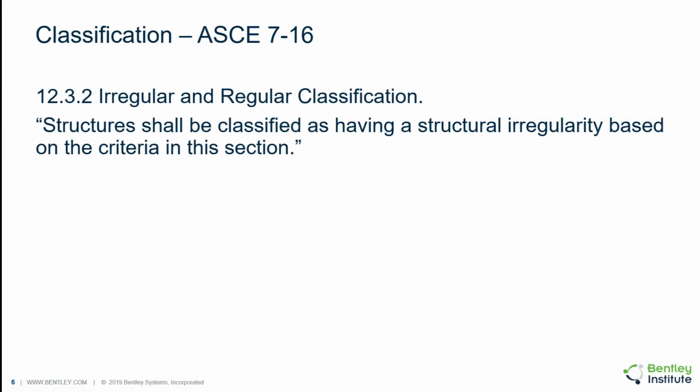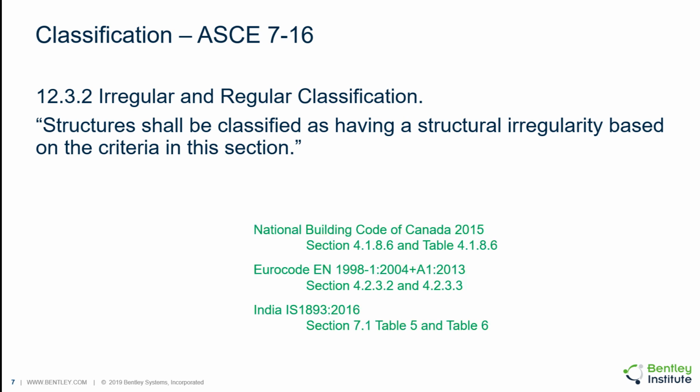In ASCE 7, the pertinent section is section 12.3.2, with a requirement to classify the structure as regular or irregular. Corresponding sections in these other codes are shown here. I recommend that you turn to these references according to the code that you design under and follow along as this presentation proceeds.